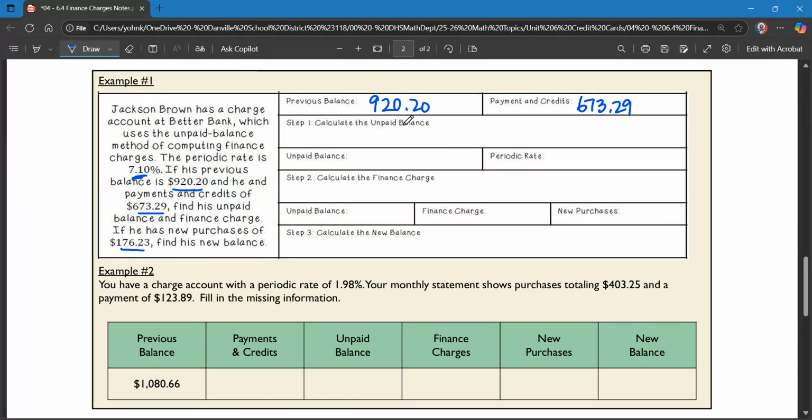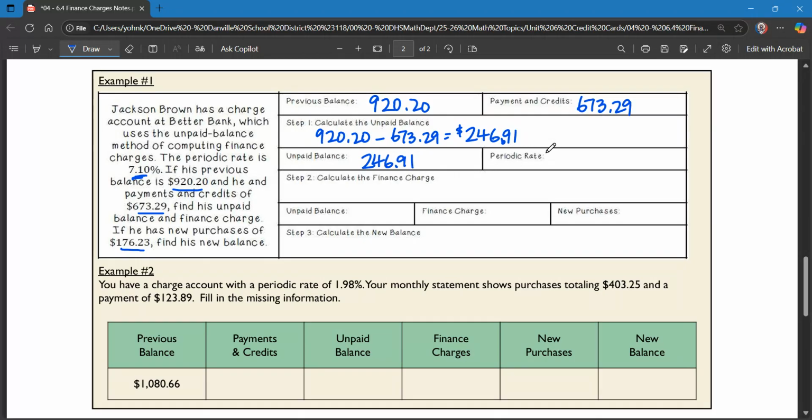Step one is to calculate the unpaid balance, and that's when you take the previous balance and you subtract any payments or credits. So $920.20 minus $673.29. That's going to give you an unpaid balance of $246.91. So again, you got your bill last month, but you only paid $673 when you should have paid $920. Because you didn't pay enough, you have to pay interest. So that's called our unpaid balance. That's how much we did not pay. So I'm just going to rewrite it down here, $246.91.